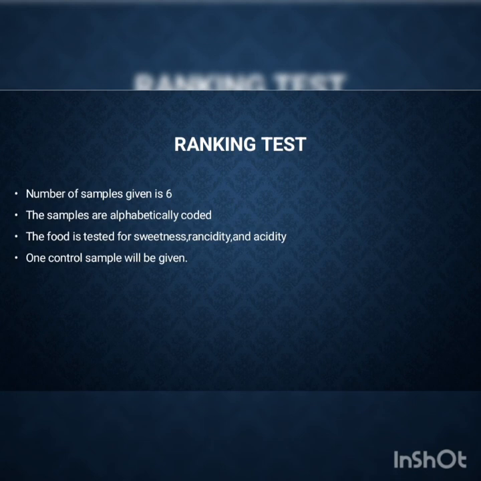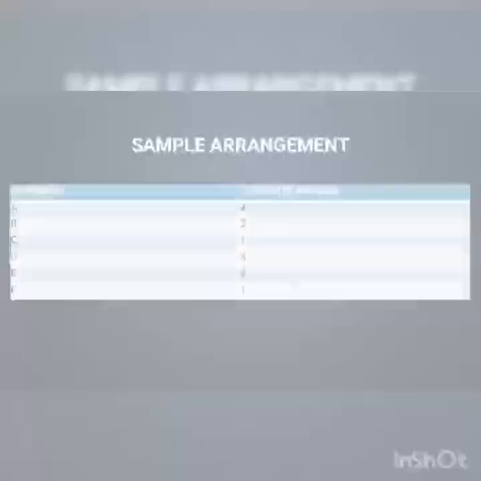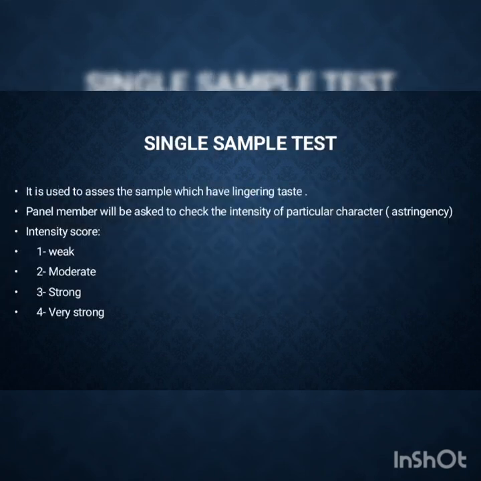In the ranking test, the number of samples given is 6 and the samples are alphabetically coded. The food is tested for sweetness, rancidity and acidity, and also one control sample is given. Here the panel member gives scores for the food sample. 0 indicates nil, 1 indicates weak, 2 indicates medium, 3 indicates strong and 4 indicates very strong. Here in the sample arrangement, 6 samples were given and they are alphabetically coded, and the character assessed and the scores will be given by the panel member.